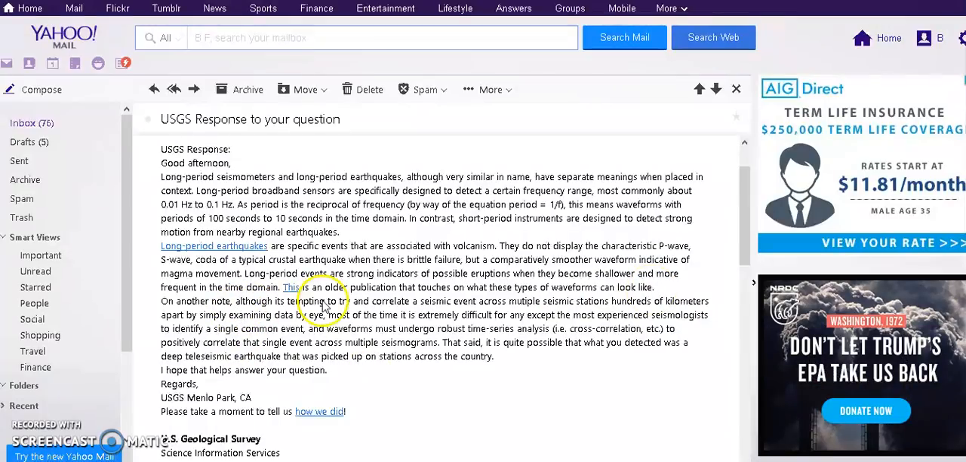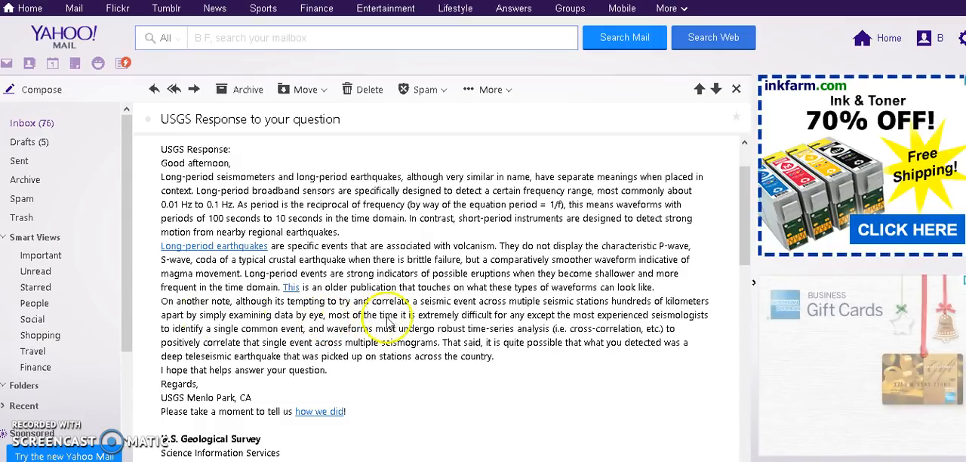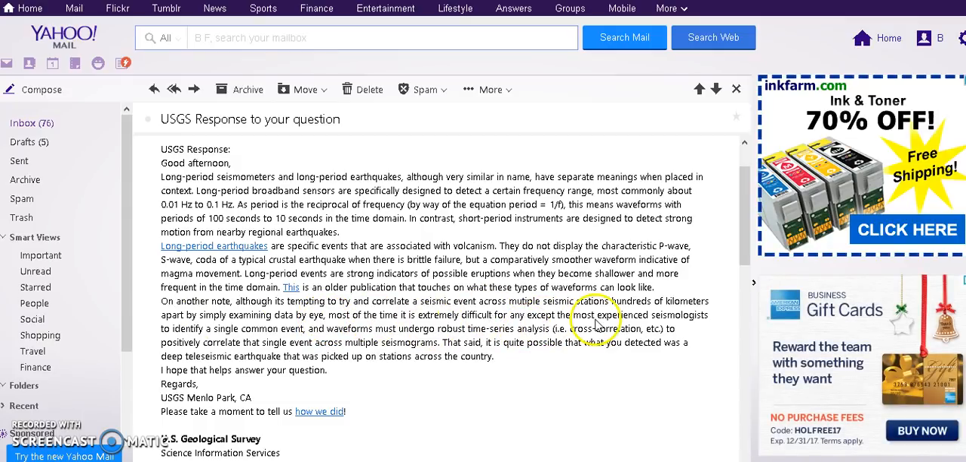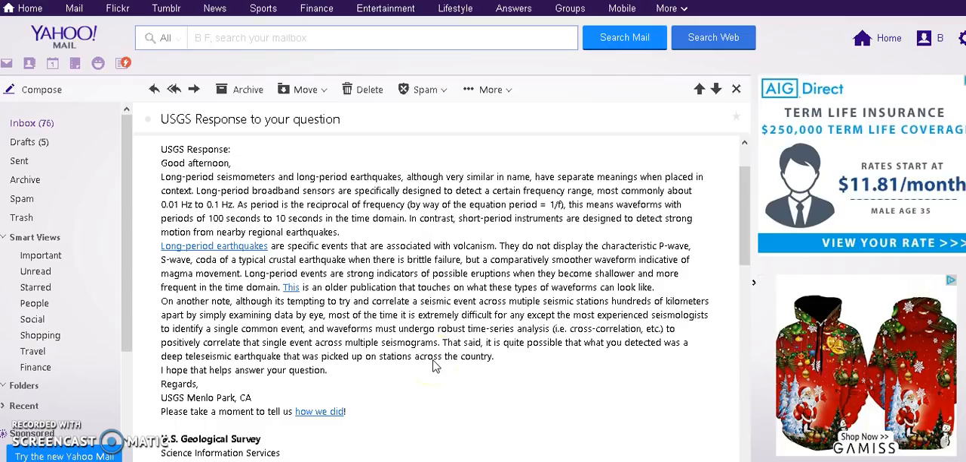On another note, although it's tempting to try and correlate a seismic event across multiple seismic stations hundreds of kilometers apart by simply examining data by eye, most of the time it is extremely difficult for any except the most experienced seismologist to identify a single common event, and waveforms must undergo robust time series analysis, cross-correlation, etc., to positively correlate that single event across multiple seismograms. That said, it is quite possible that what you detected was a deep teleseismic earthquake that was picked up on stations across the country.